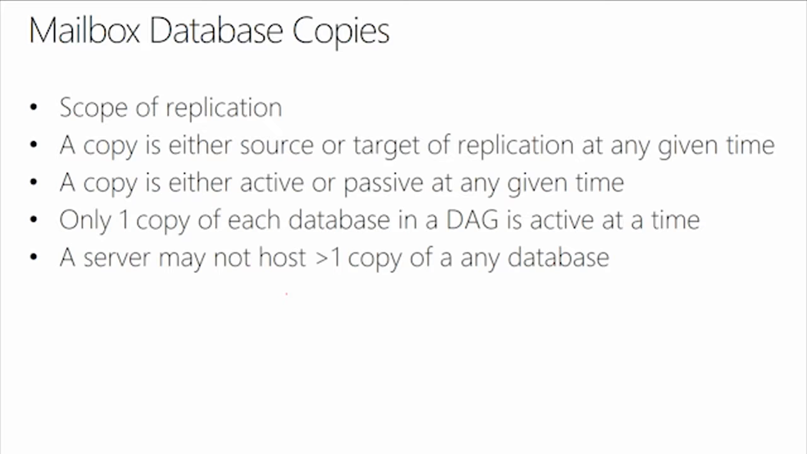You can't have the same database active on 2 different servers, because then this server is going to serve some users and another server is going to serve other users, and those 2 copies are going to become divergent, and they're going to become 2 different copies. So you can't have that. Only one copy can be active at a time. And a server cannot host more than one copy of a database. It cannot replicate to itself. It needs to replicate to another server. So those are the rules about mailbox database copies.